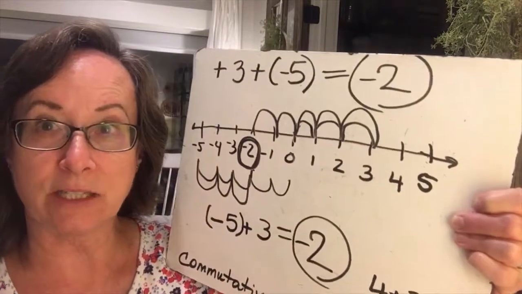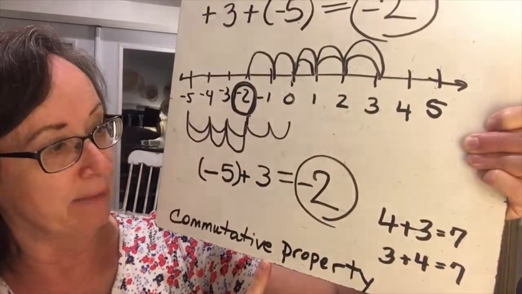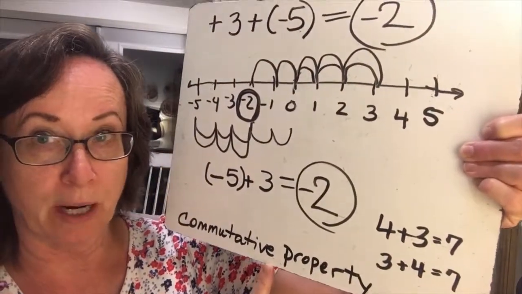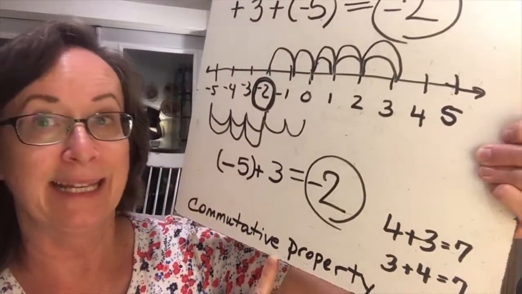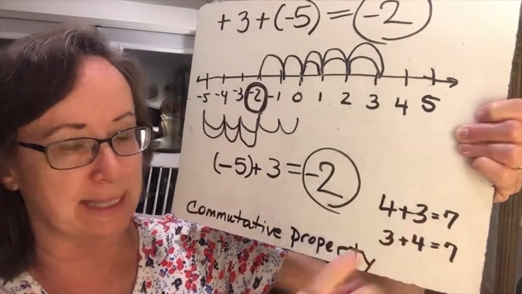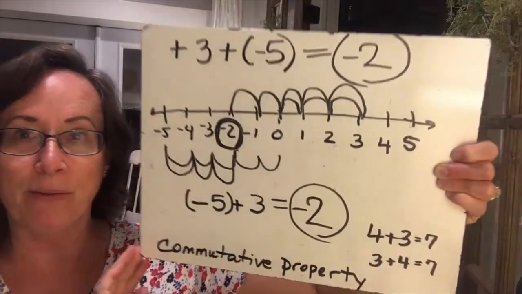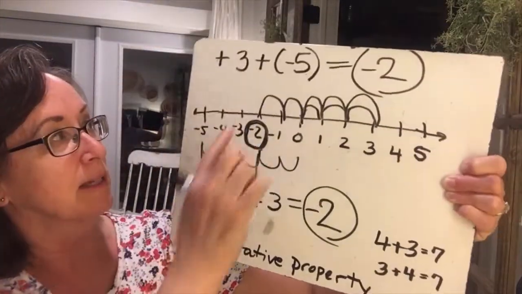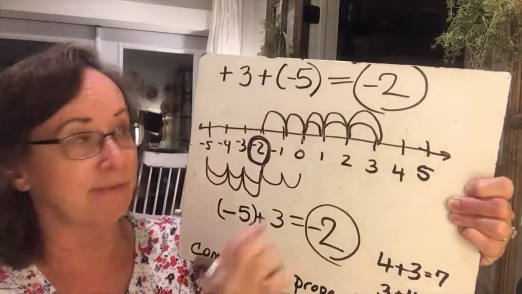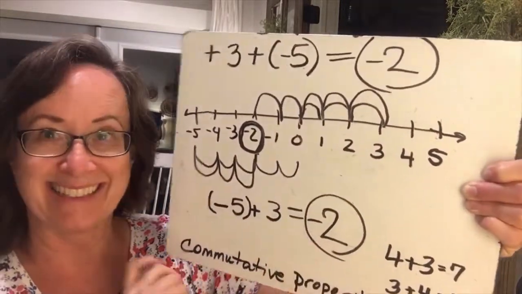So that is illustrating what's called the commutative property of addition. And the commutative property is the property that says it does not matter which order we add in. So 4 plus 3 is 7, and 3 plus 4 is 7. And they both gave us the same answer. So 3 plus a negative 5 is negative 2. And negative 5 plus 3 is negative 2.